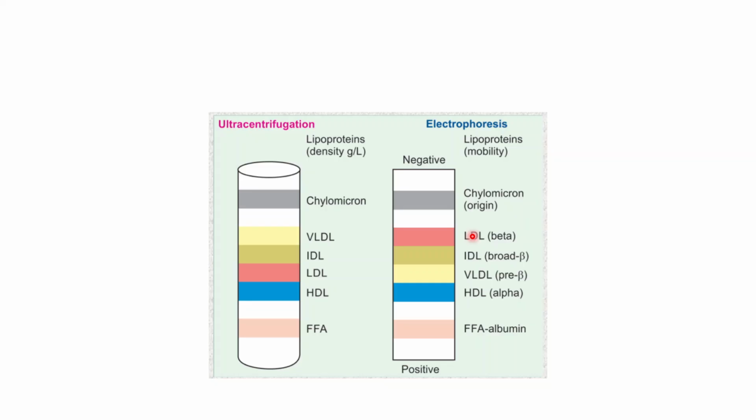After some time, 4 bands will be observed. So you will see LDL, which is the same as beta lipoproteins, then VLDL is the same as pre-beta lipoproteins, and HDL is the same as alpha lipoproteins. So as density increases, we can say the diameter of the particle decreases. Density increases, the size of the particle decreases.